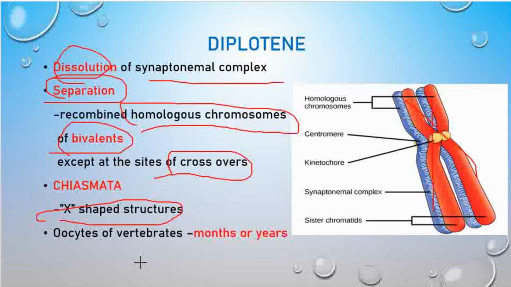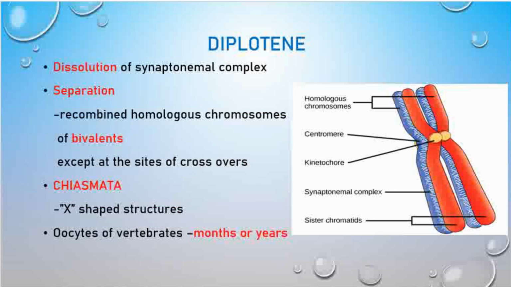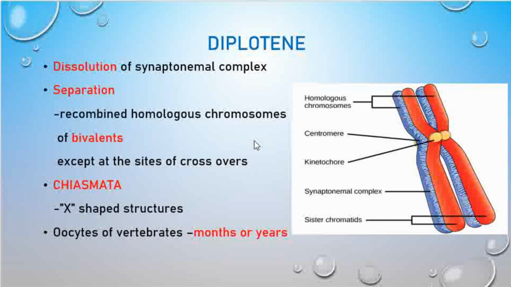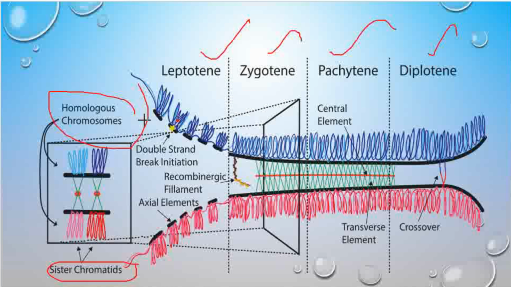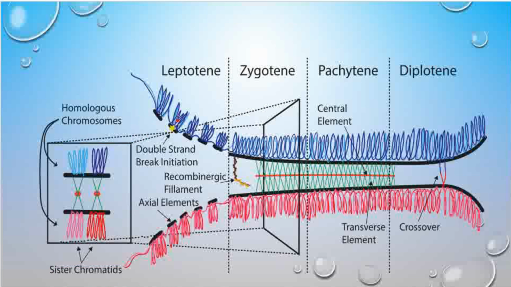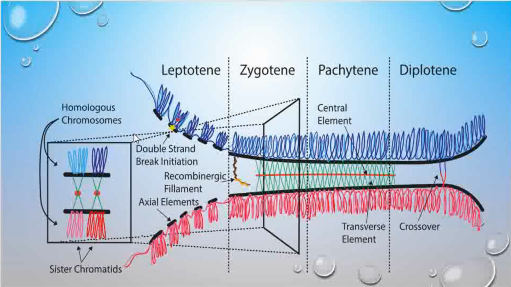In case of oocytes of vertebrates, this diplotene stage can take months to years to complete. So it's a big duration in case of oocytes of vertebrates. Here you can see a clear picture of the leptotene, zygotene, pachytene and diplotene stages, and you can see how the 2 homologous pairs of chromosomes get associated with each other with the sister chromatids just for the crossing over to occur. Let's not go into detail on that.